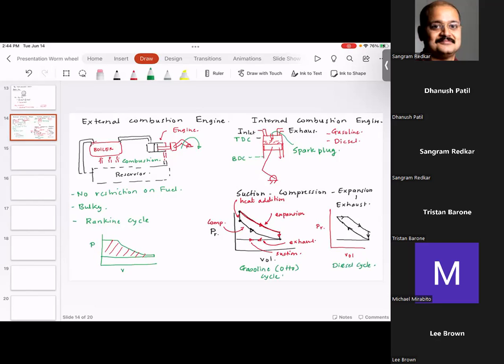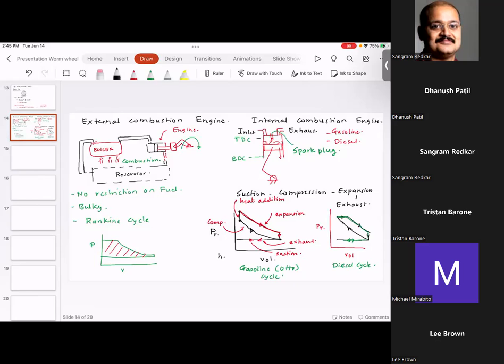So you have suction, compression. This is where the heat is added, and this is where the exhaust takes place. This is expansion, then you have the exhaust. Now there is a combination cycle. So as you can see, the main difference between the gasoline cycle and diesel cycle is heat addition. So in the gasoline cycle, the heat addition is at constant volume.